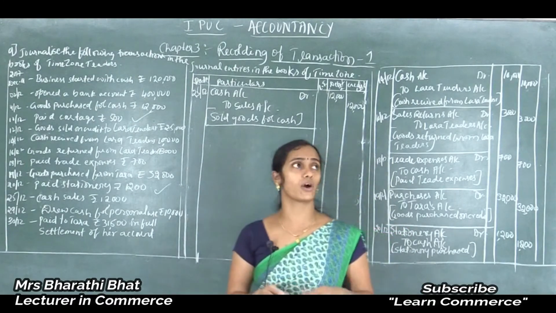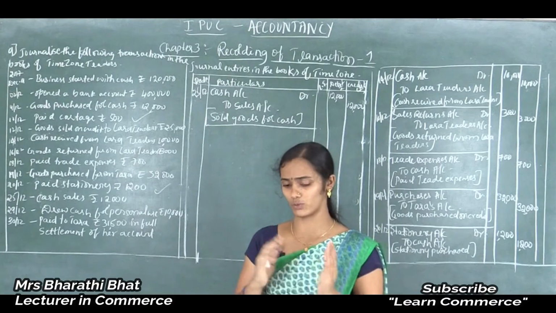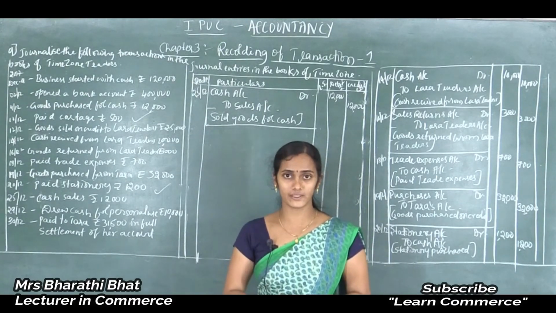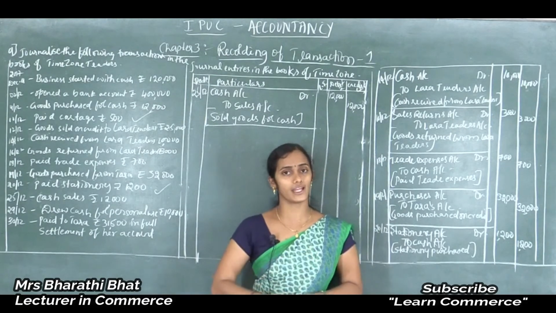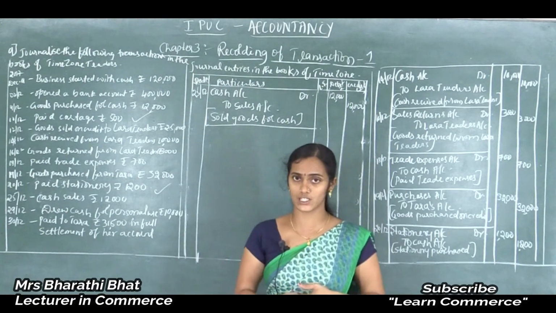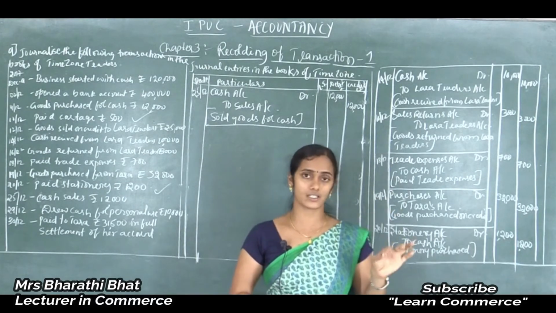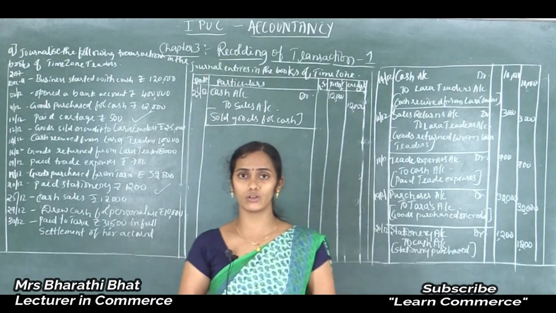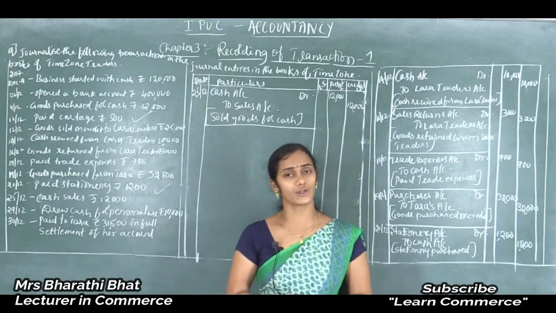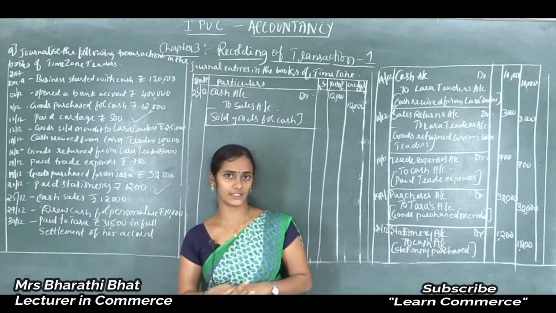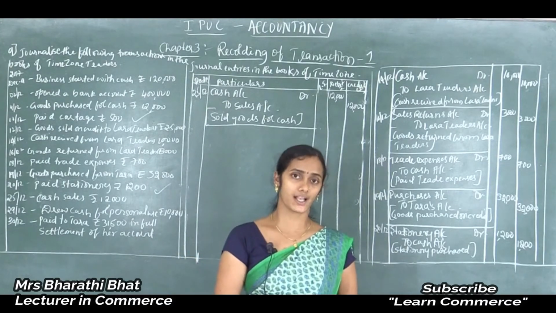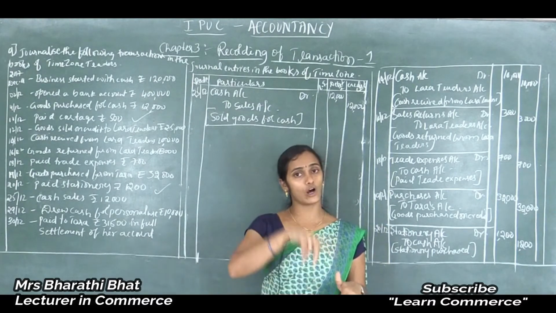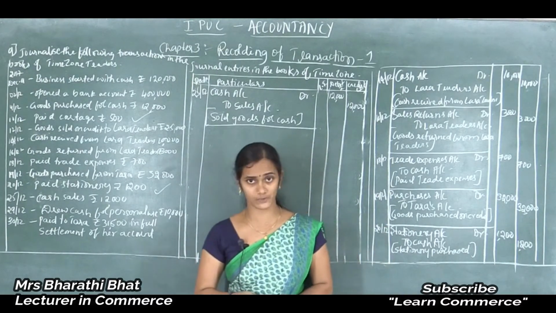29/12 drawings for personal use. What is the entry? What is the meaning of drawings? When the owner of the business organization withdraws amounts from the business organization for personal use, then it is called drawings. So drawings affect the capital account, right? So that's why drawings comes under capital account. When we withdraw some cash as an owner of the business organization, then our cash shows reduced value, along with our capital also shows reduced value.